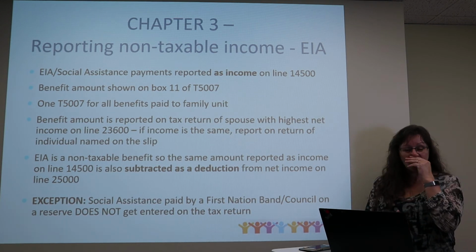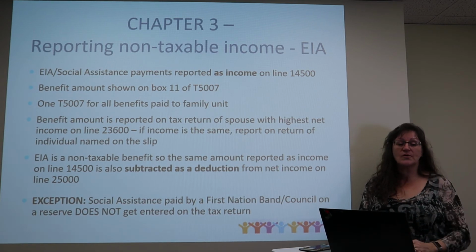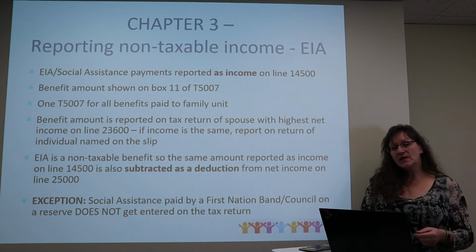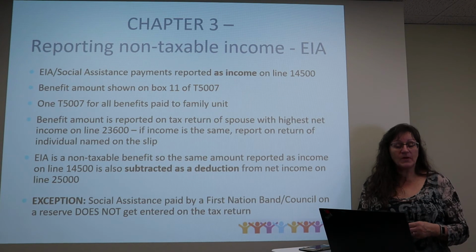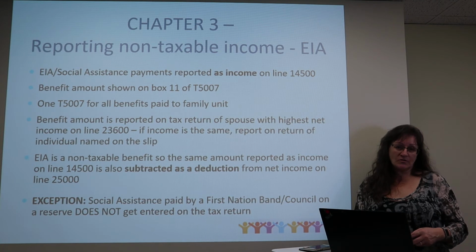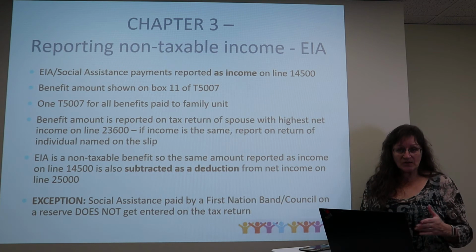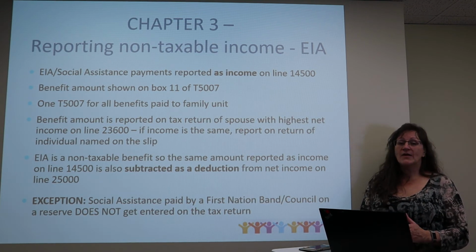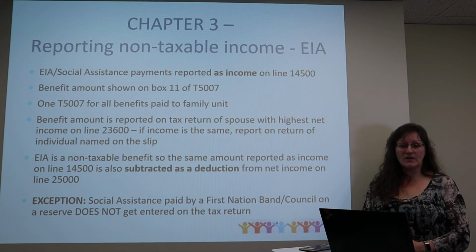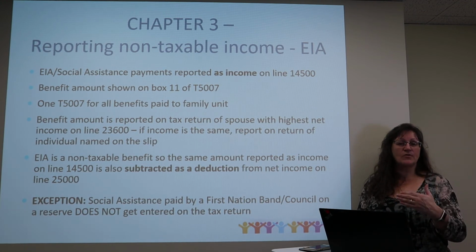There's an exception here though. So while social assistance does show up on the tax return and affects the net income, which impacts those credits, and it comes out so you don't pay tax on it, social assistance that is received by an individual that comes from their First Nation band or council will not show up on a T5007 slip. And even if the individual has a statement from their band or council saying this is how much they might have received over the year, that income, social assistance from a First Nations community, does not ever show up on the tax return. It is not reported as income and taken out as a deduction. It simply is never reported.